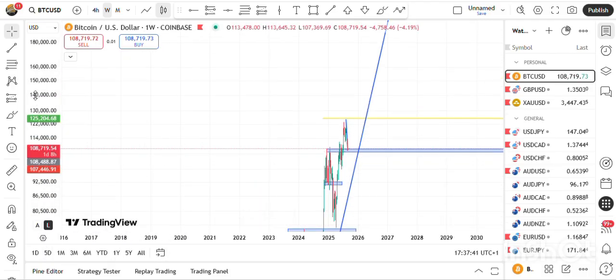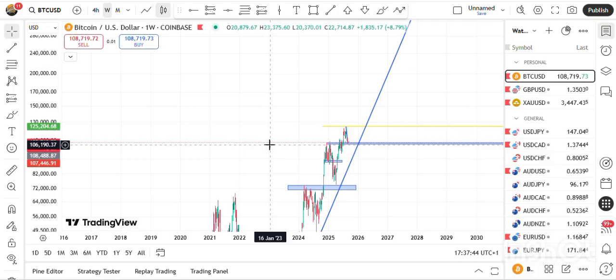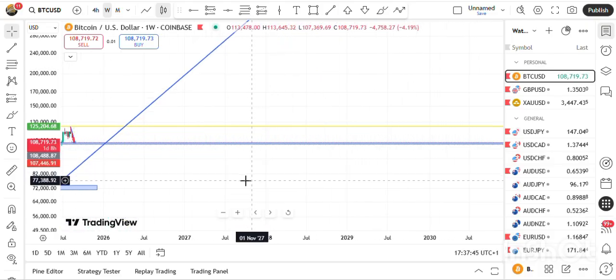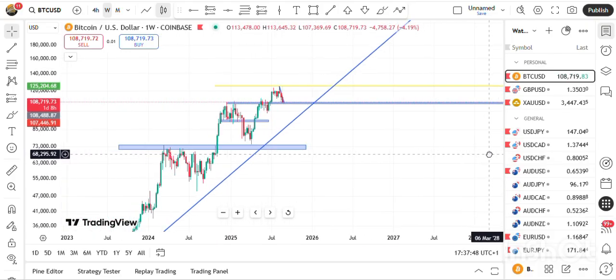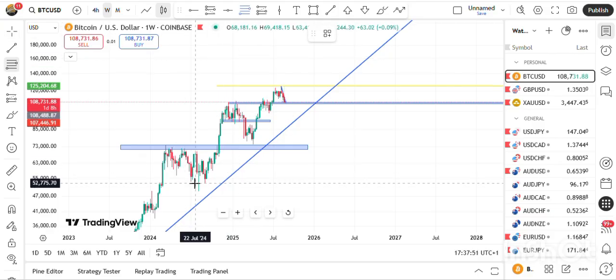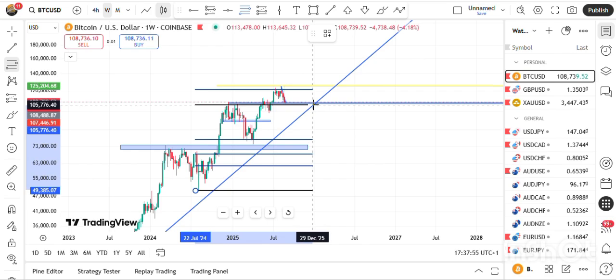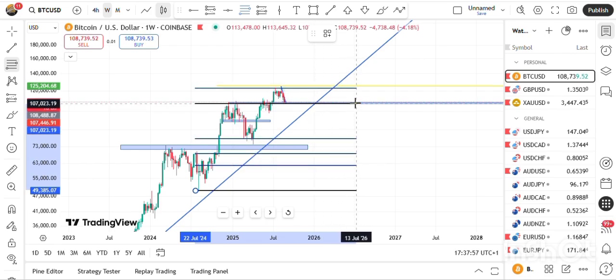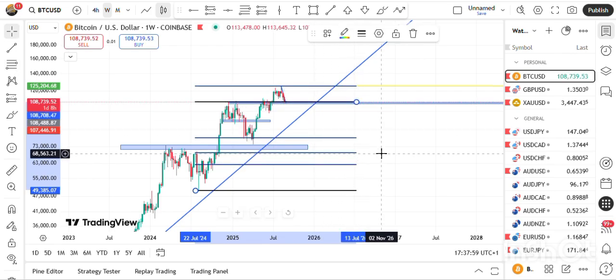Right, just so you can have an idea, I went to the weekly time frame and plotted my Fibonacci extension just to have an idea of what to expect. Okay, so as you can see, it matches profit.